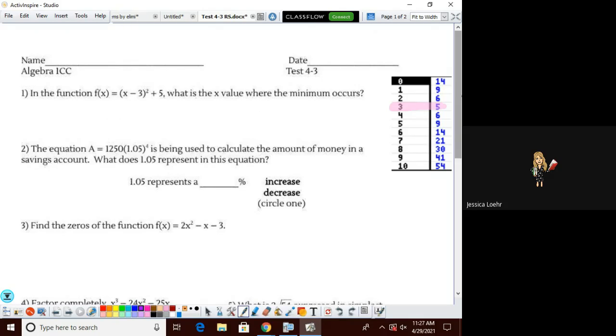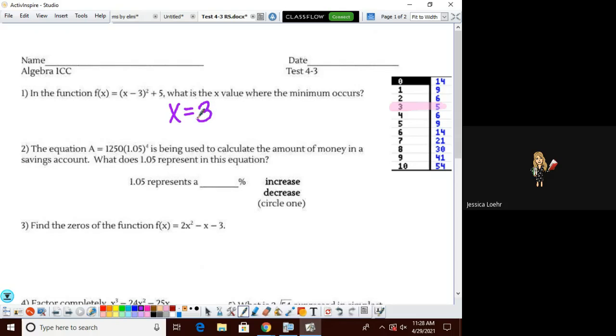All right, so for number 1, it says the function f of x equals (x minus 3) squared plus 5. What is the x value where the minimum occurs? You have 2 options for this. One is you can plug it into the calculator and look at the table. That's what I did here. Look for the minimum or the turning point. So you'll see I'm mirrored around this 0.35, okay? That's my minimum. So that x value is 3.